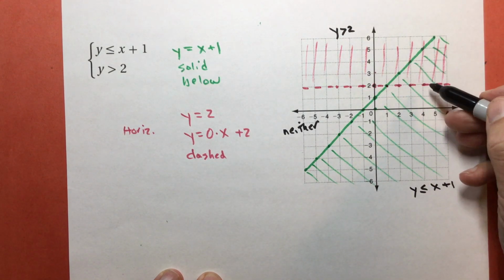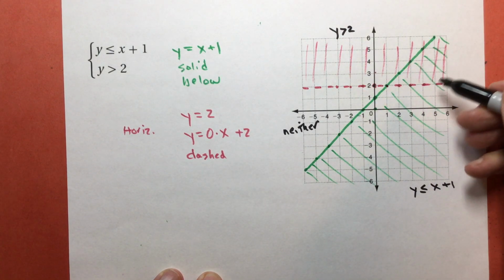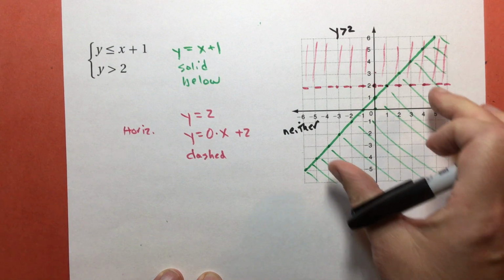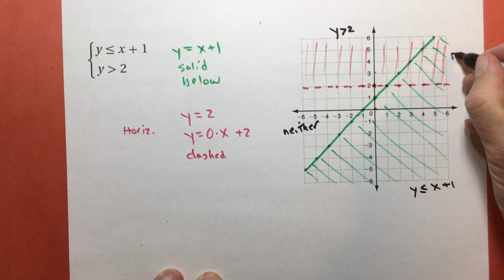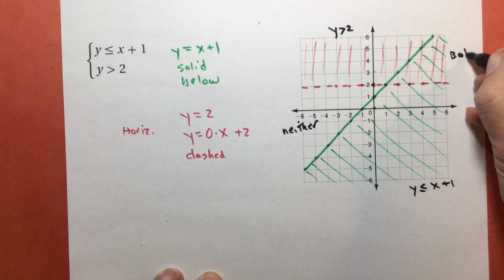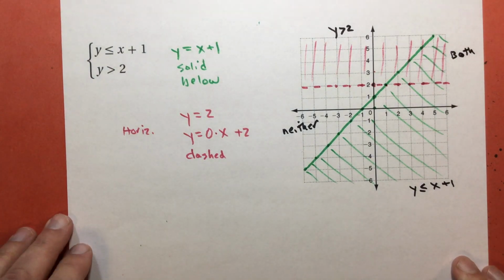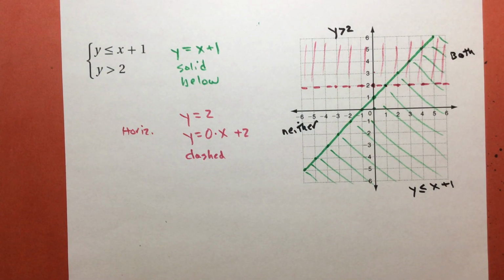And this little part right here, and I know there's not a lot of it on this grid. If I was doing something else, I'd probably pick a bigger grid. This is where both of them, sorry, I moved the paper. That's where both of them work. That's the solution. The solution is where both of them work.